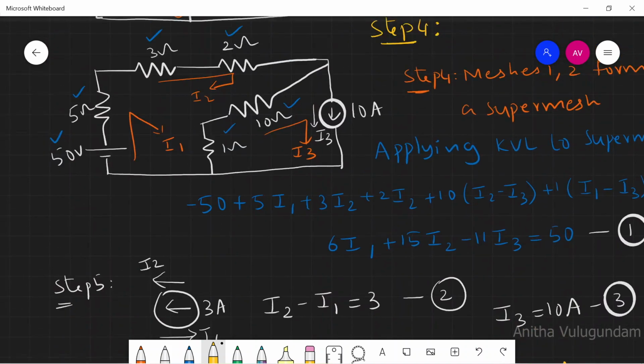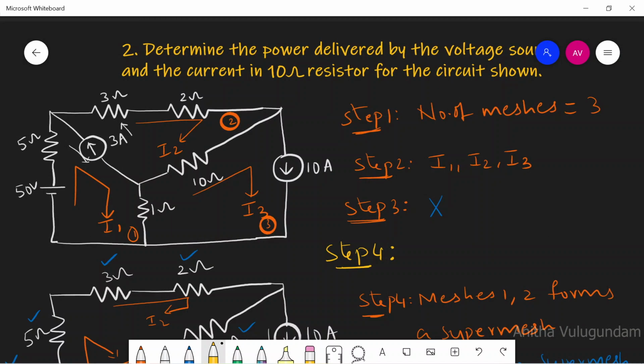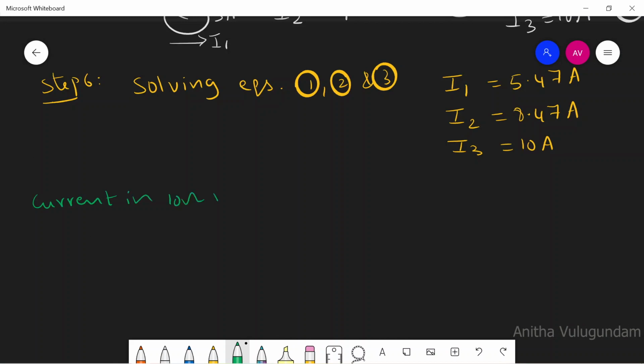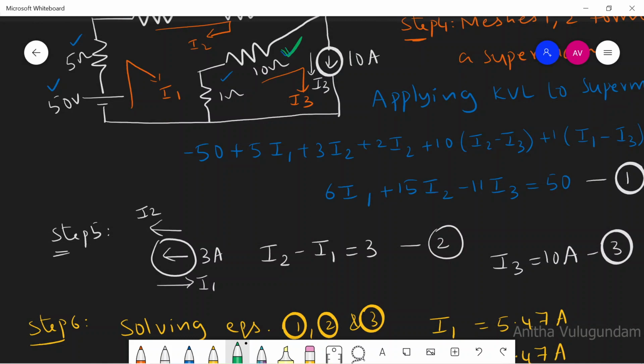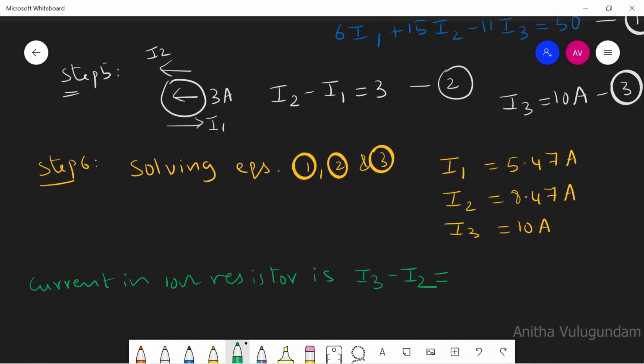Next, what are we asked to find? We are asked to find the power delivered by the voltage source and the current in the 10 ohm resistor. Current in the 10 ohm resistor is given by I3 minus I2. You can see in the figure this is the 10 ohm resistor. Two currents are flowing in this resistor, I3 and I2. I2 is flowing in this direction, I3 is flowing in this direction. So you can write the current flowing in the 10 ohm resistor as I3 minus I2, 10 minus 8.47, which is equal to 1.53 amperes.